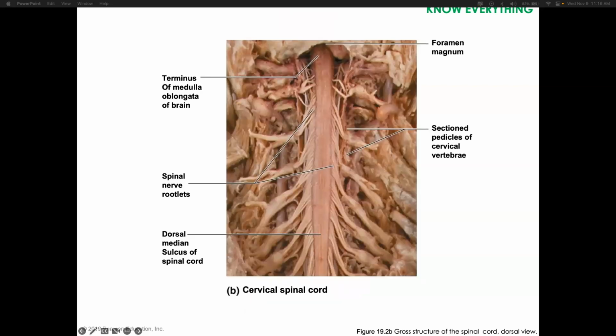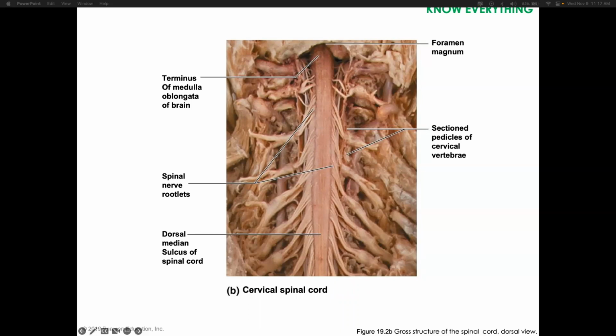So on the next few slides, we'll look at different sections of the spinal cord, starting at the cervical vertebrae, then the thoracic vertebrae, and then ending at the lumbar. Look at these a few times because you will need to be able to identify which portion of the spinal cord you're looking at for the practical.